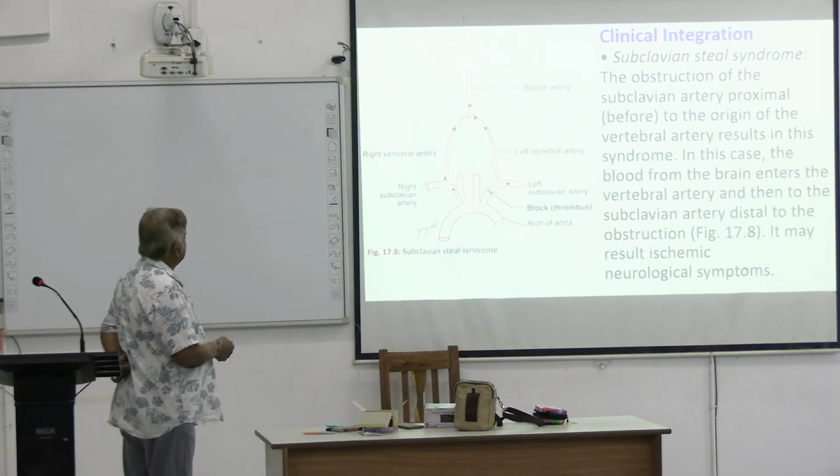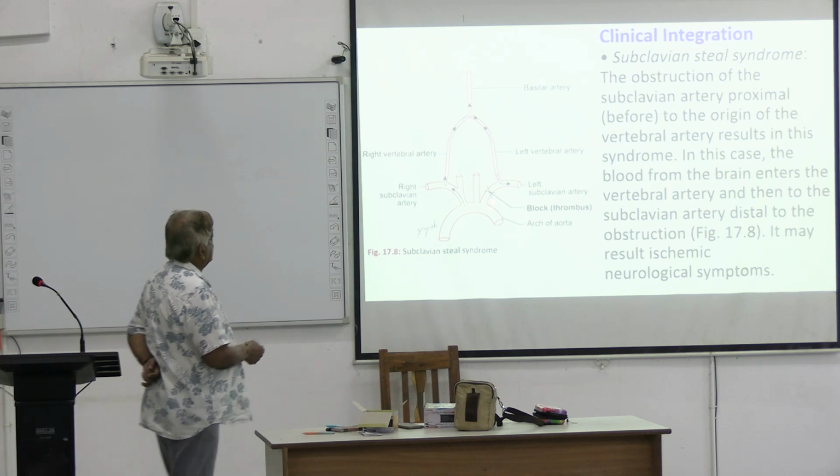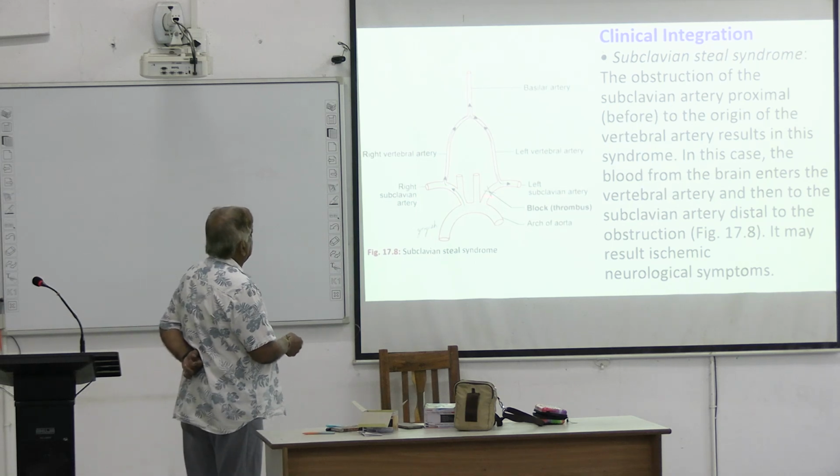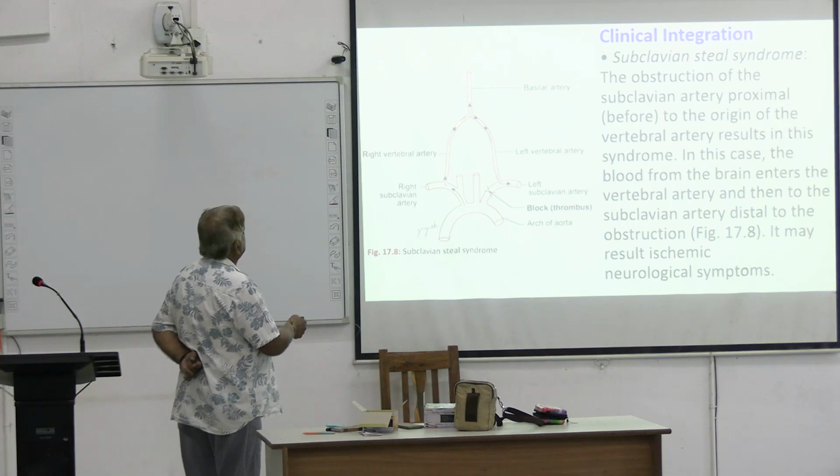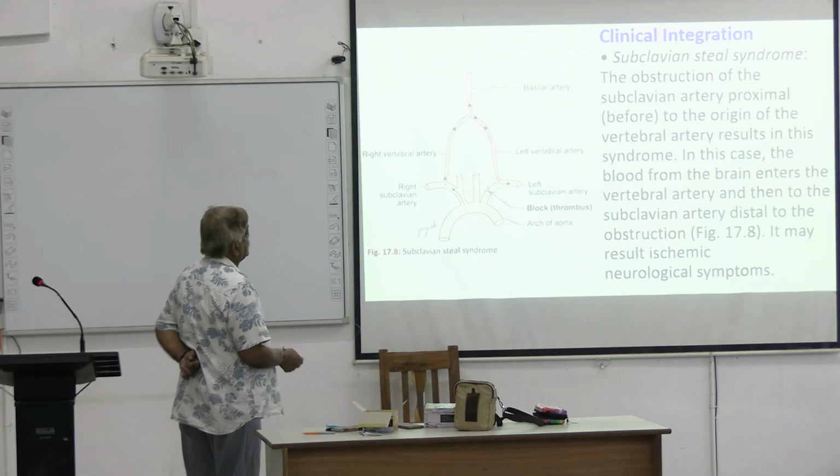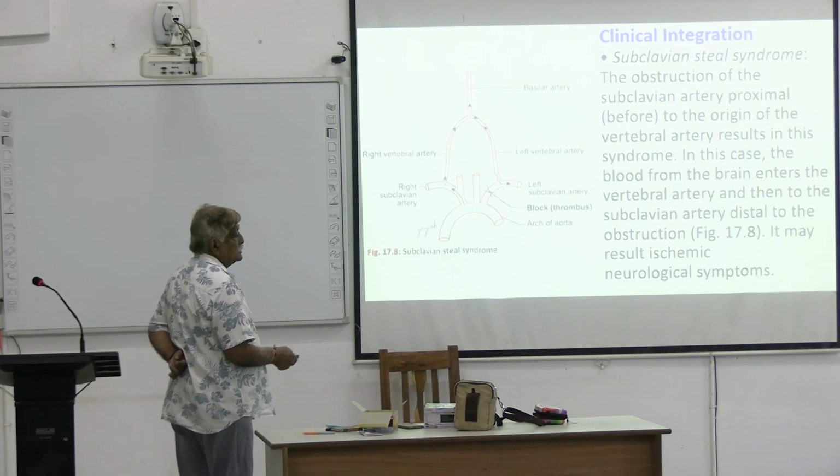See the right vertebral artery, this is the right subclavian artery, and see, blocked by thrombus. The left subclavian artery is blocked. So the blood goes to the right, the left vertebral artery and the basilar artery. So you get these neurological results, ischemia and neurological symptoms.